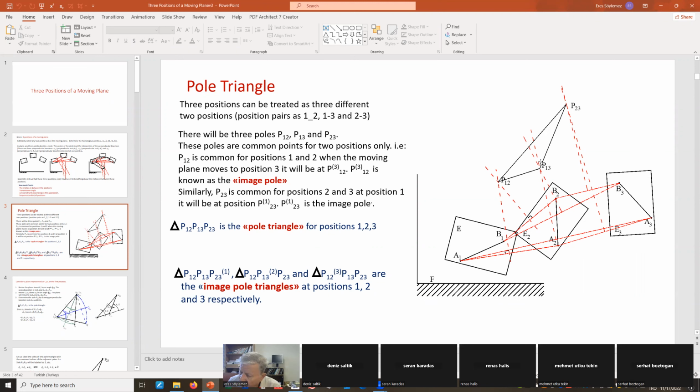So that means I can determine P23 in position 1, since it is a common point for positions 2 and 3, either by rotating P23 about P12 by an angle minus phi12, or by rotating P23 about P13 by an angle minus phi13.